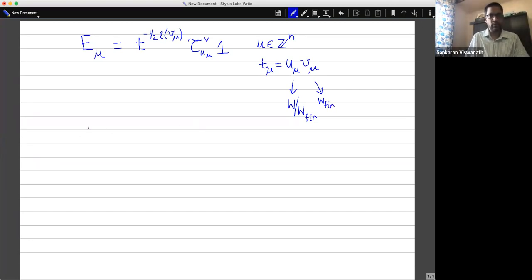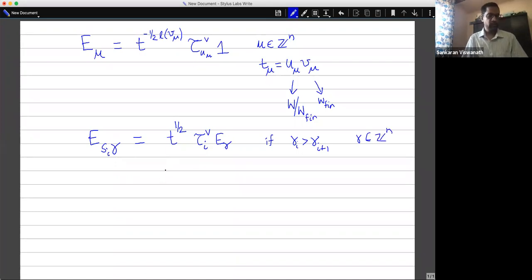Okay, and so the key thing we talked about last time was how to get E s_i mu from, I'll shift notation to gamma instead of mu at the moment. So E s_i gamma can be gotten from E gamma as follows. You can just apply a single tau i check. This is provided there's an inversion in the ith place, if gamma i is bigger than gamma i plus 1. So gamma again is an element of Zn. Okay, so this is the property we talked about last time.